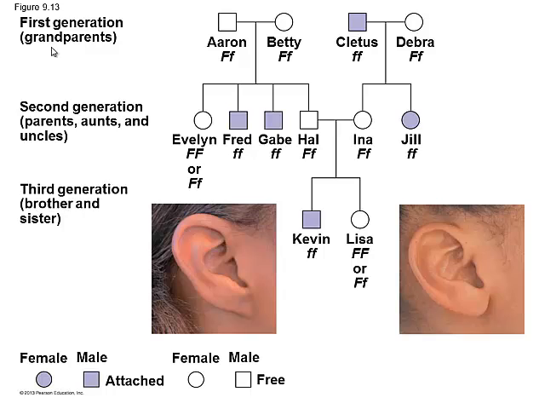And then these two guys, Hal and Ina, had their offspring based on the genotypes we figured out from their parents. So Ina was a free female, right? And we didn't know what Ina was until she mated with Hal. And they had some kids, Kevin, who had attached earlobes. Yes? So that's how family pedigrees can help us with genetics.